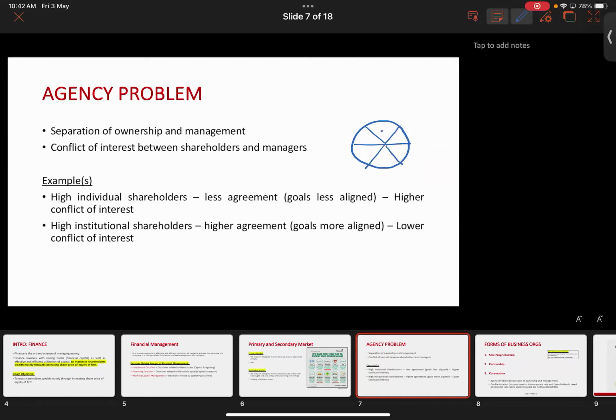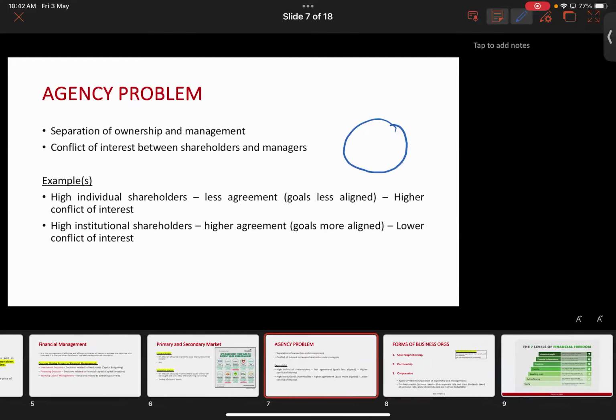Okay, let's say everyone has 20%. Everyone has 20%, 20%, 20%, 20%. Wait, yeah, I think. Let me draw it again. So with many individual shareholders, let's say everyone has 10% of the share.